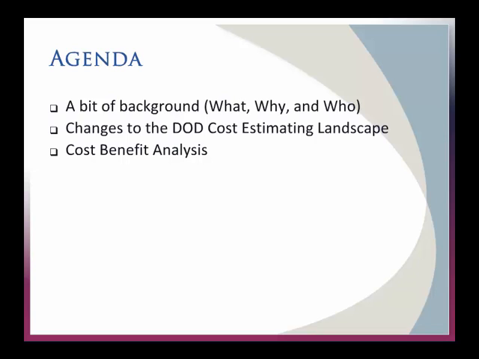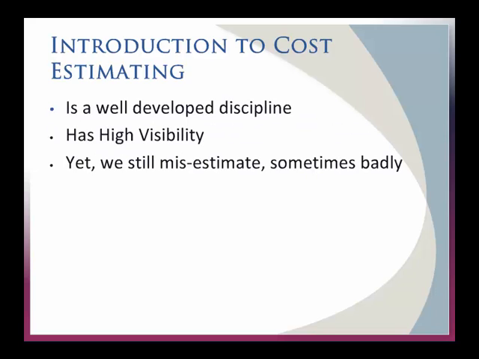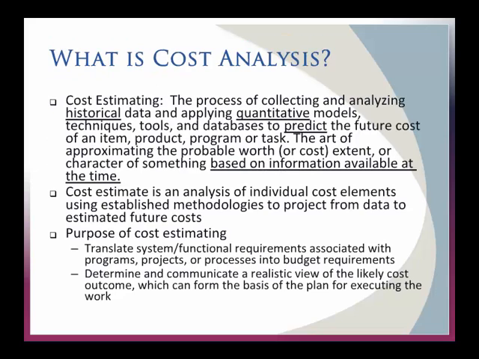So we'll start by talking about a little background, what, why, who. We'll talk about how DoD thinks about this, and then we'll get into the specifics of cost-benefit analysis. So first you should know that cost estimating is a well-developed discipline. We've been doing it for a long, long time. It also has very high visibility. You'll see an org chart later on where there's cost estimation that's going right into the Secretary of Defense's office. So at the very highest level, everybody's worried about cost overruns, being able to estimate things tightly. But we still misestimate and sometimes very badly, and so maybe we should talk about why we do that.